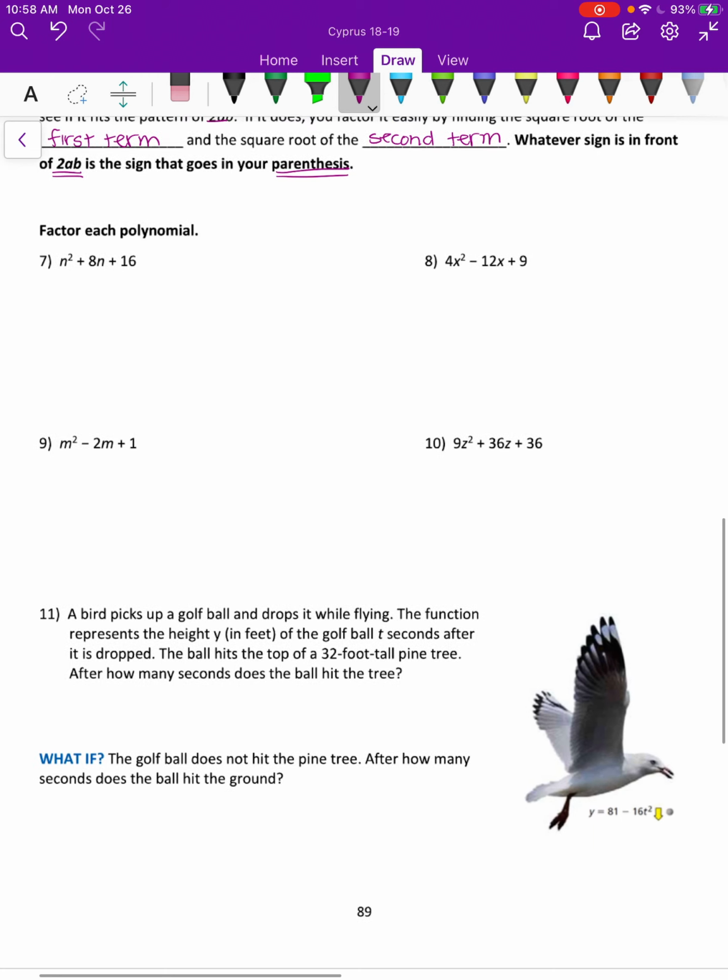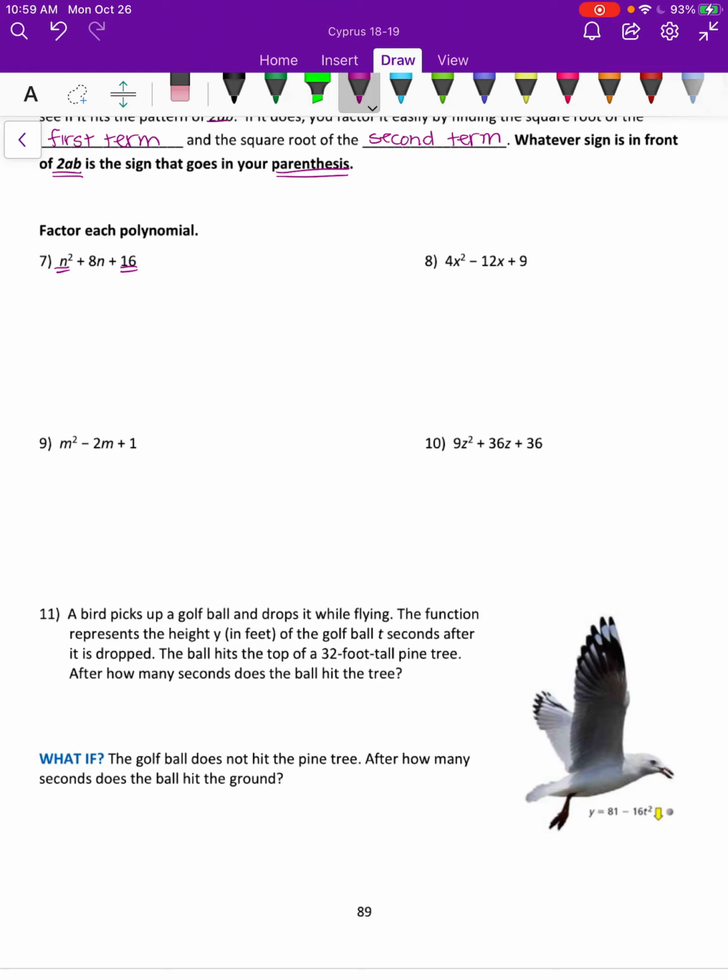Okay. So let's practice a couple. Our number 7, we have n squared plus 8n plus 16. So first we check trinomial. We do have a trinomial. Second, we check for perfect squares at the beginning and the end. So n squared is a perfect square, and 16 is a perfect square.